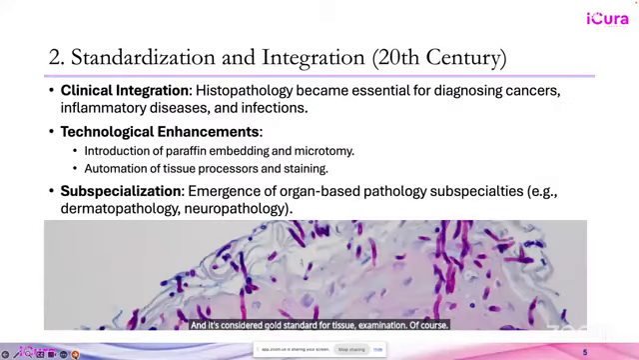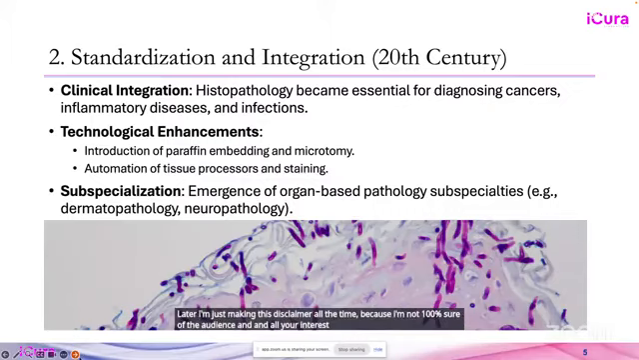Of course, I will explain how that is actually related to AI later. I'm just making this disclaimer because I'm not 100% sure what the audience's interest areas are. Okay.